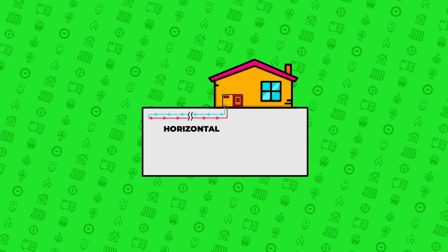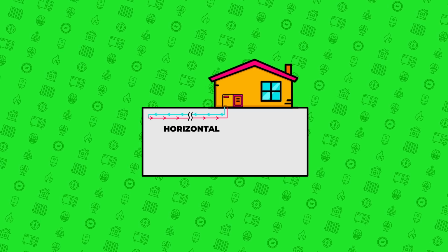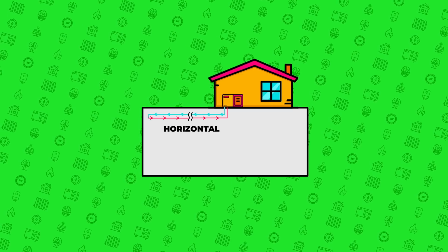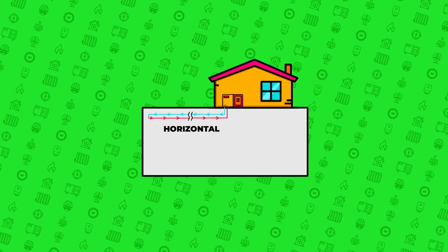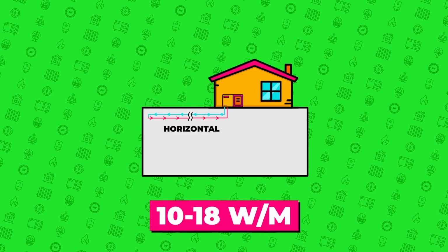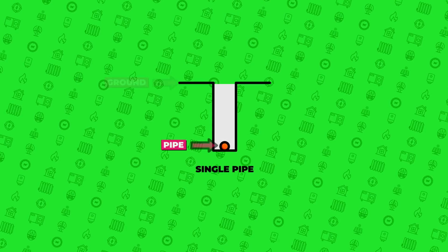Horizontal arrays need space. Horizontal arrays are where trenches are dug up around a field and pipework is laid in, which will extract about 10 to 18 watts per metre of pipe, however, needs to be calculated.